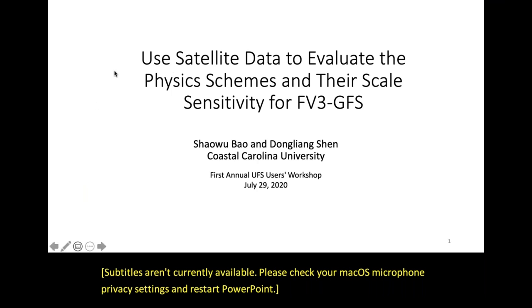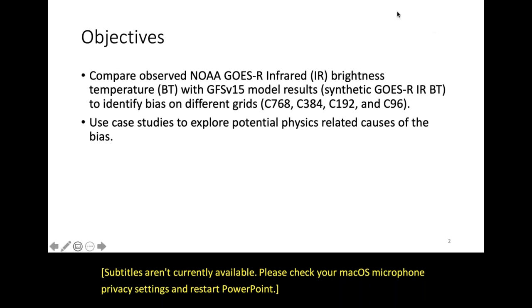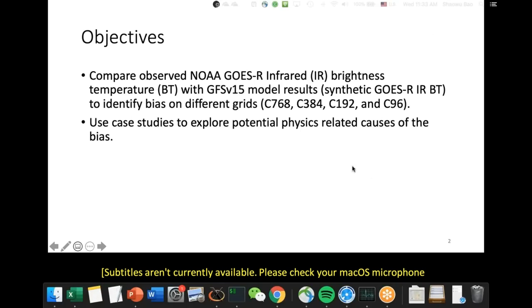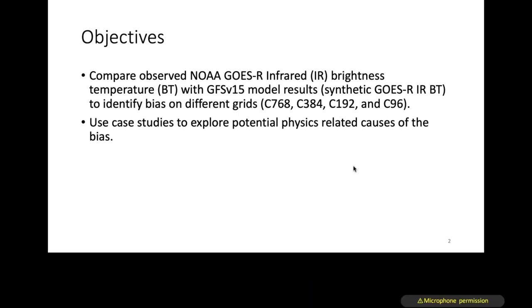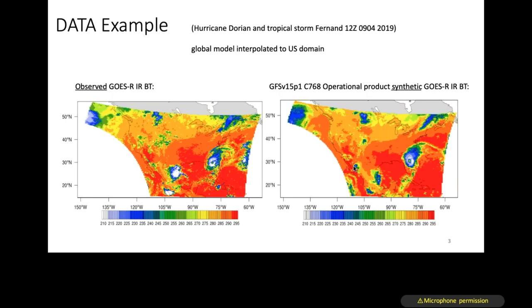I will be talking about using satellite data to evaluate the FV3 GFS model. What we want to do is compare the NOAA GOES-R infrared brightness temperature with the model generated synthetic ones to see if there is any bias. And if there is a bias, we want to explore what may be the problems that cause the bias and how to fix that. We did the evaluation on these four different grids to see the scale sensitivity. Here is just an example to let you see what the data look like.